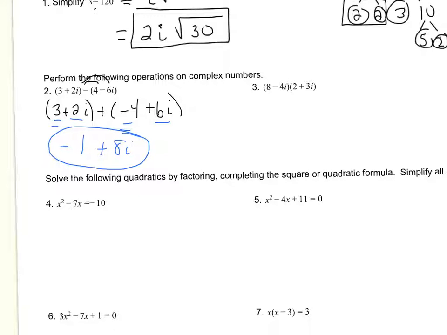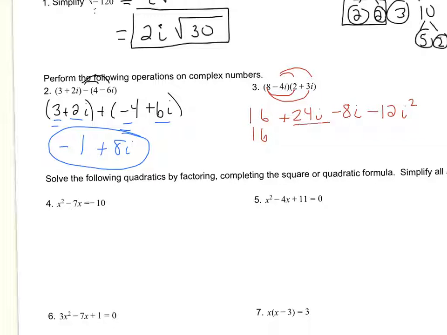Okay, the next one is multiplication. When you multiply things, and you notice it's multiplication because there's no addition or subtraction in between the parentheses, we'll FOIL. So 8 times 2 is 16. 8 times 3i is 24i. 2 times negative 4 is negative 8i. And negative 4i times 3i is negative 12i squared.